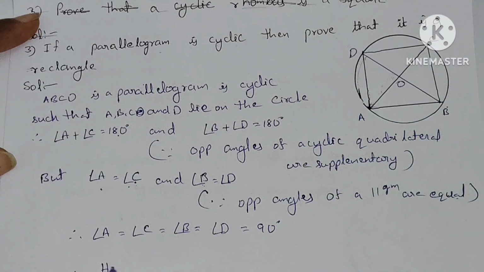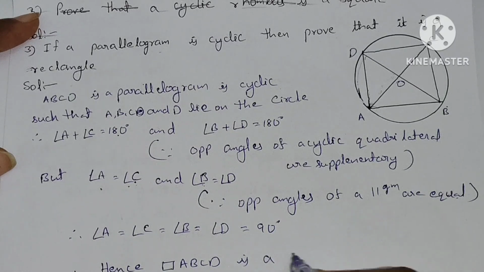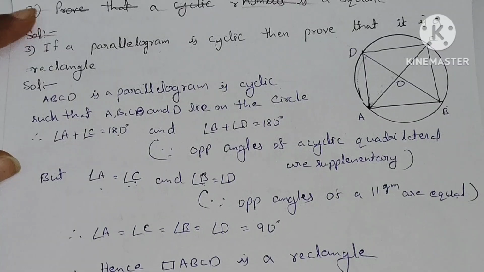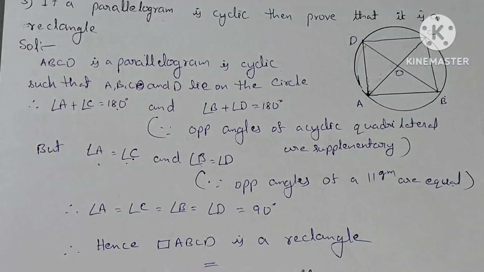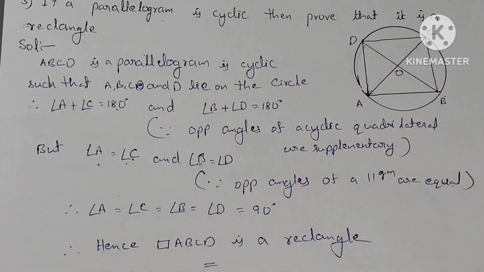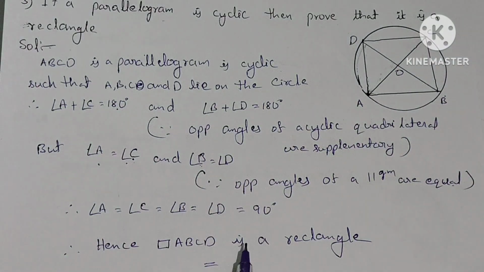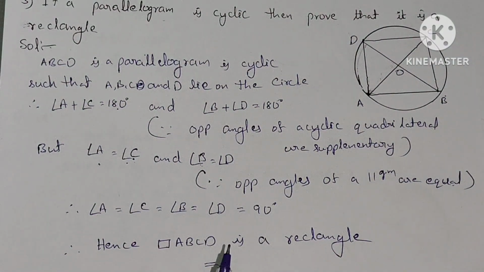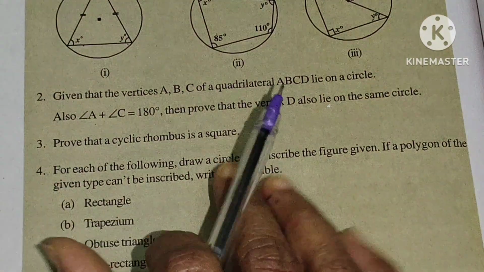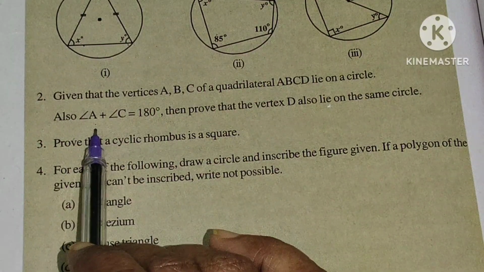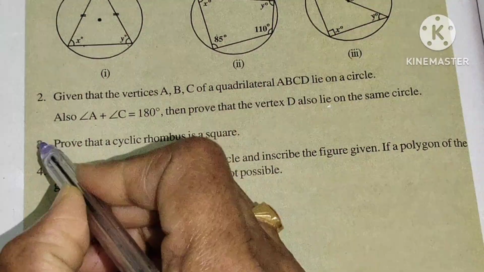Therefore ABCD is a rectangle. So this is the proof of the third one, where we were asked to prove that it is a rectangle. Finally, ABCD is a rectangle. Now next, this is the old book, and the new book has another question. So next is the fourth question.